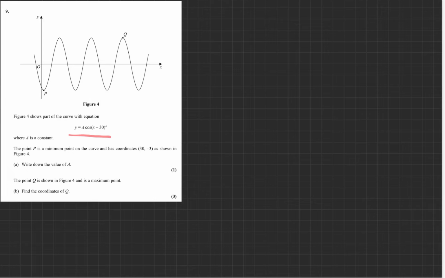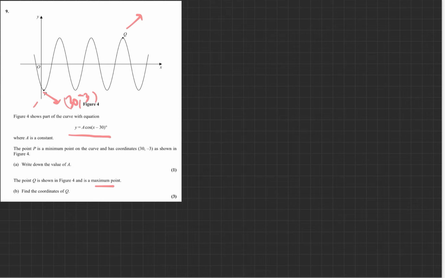Now, what we know is that point P is a minimum point. Okay, that's the minimum point, and we know that point Q is a maximum point. Okay, you can see it here. And we also know the coordinates of point P, which is (30, −3). Okay, so we have this information now.